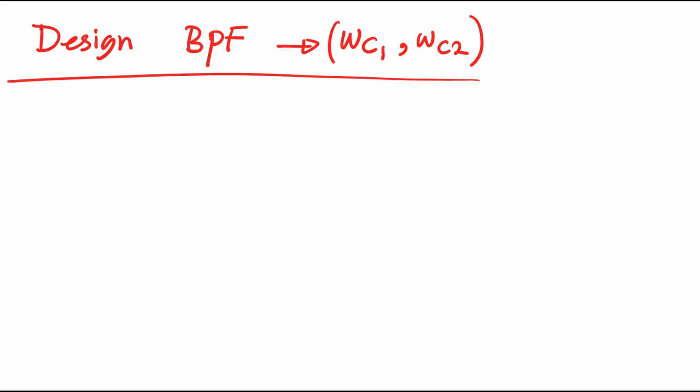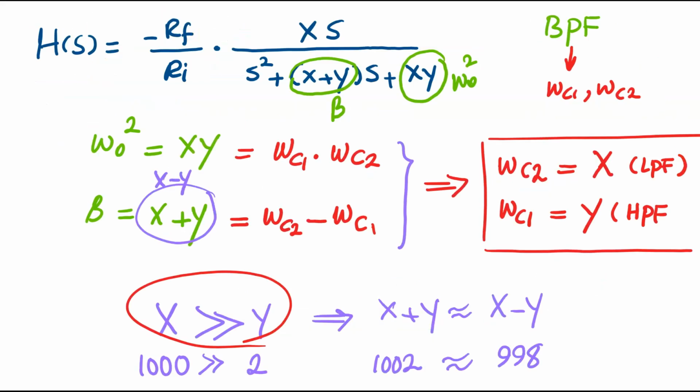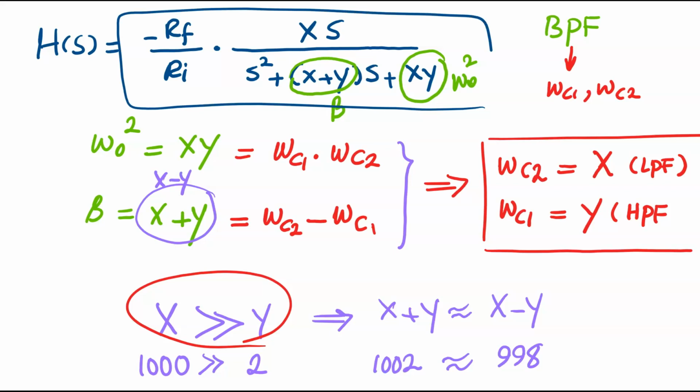If the cutoff frequencies that I have for the bandpass filter are widely separated, so if the given omega C2 and omega C1 are widely separated, which means that omega C2 is much greater than omega C1, then each step of the cascaded circuit can be designed separately. Otherwise, you have to use the equation that we had in the previous slide, and come up with a solution for your parameters.